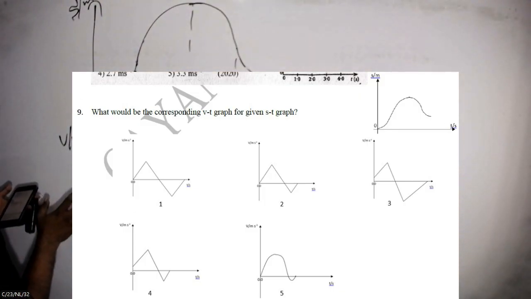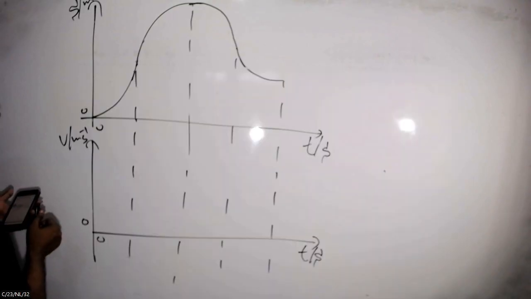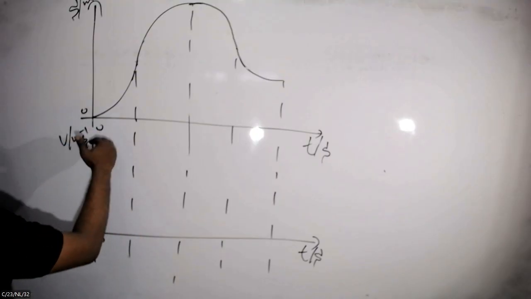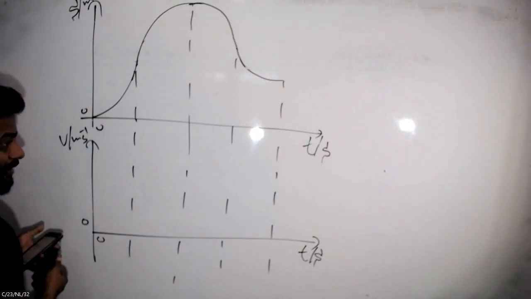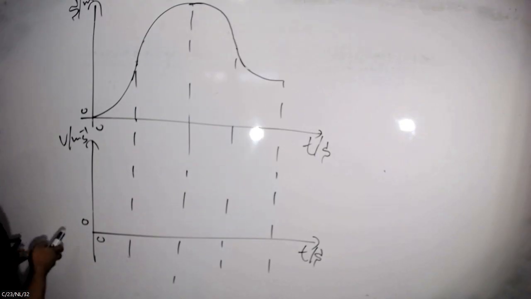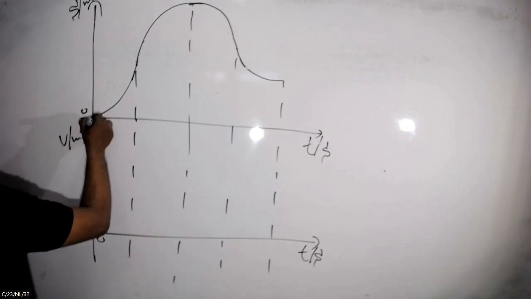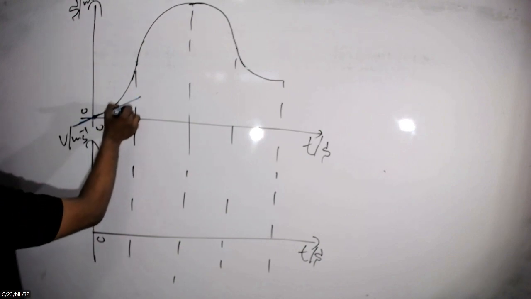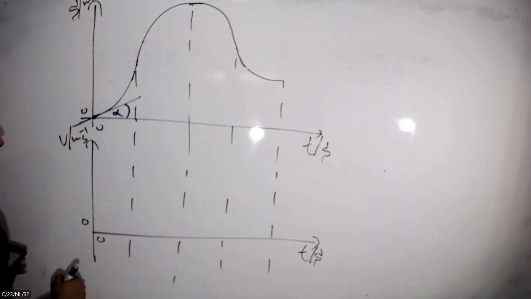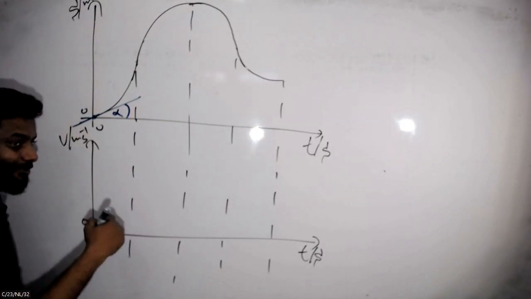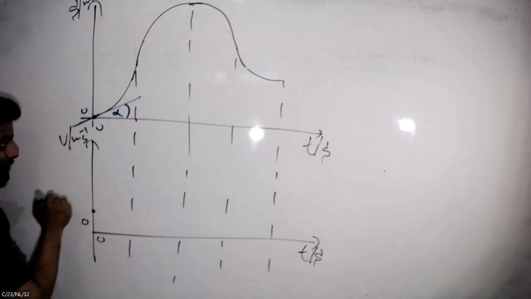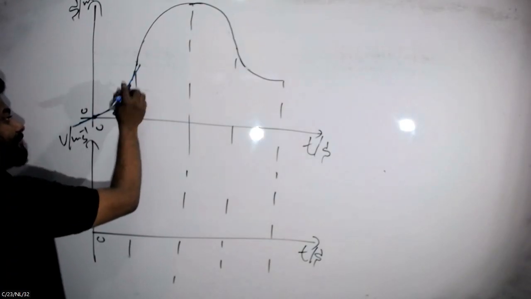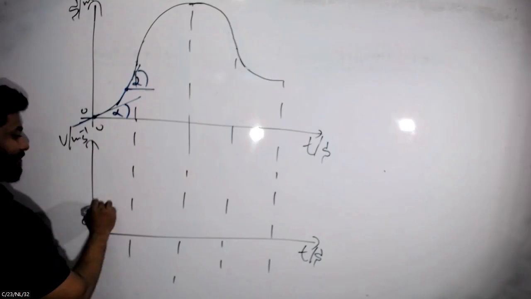Right? What is the corresponding VT graph for the given ST graph? To identify the variation of velocity with time, you can consider the gradient of this displacement time curve. First, you need to consider the gradient at the starting point of the curve at t equals 0. Then when you draw a tangent to the curve, you can identify there is an acute angle. That means this object starts motion from a positive velocity. Then you can observe that this velocity increases with time. Positive velocity increases with time.